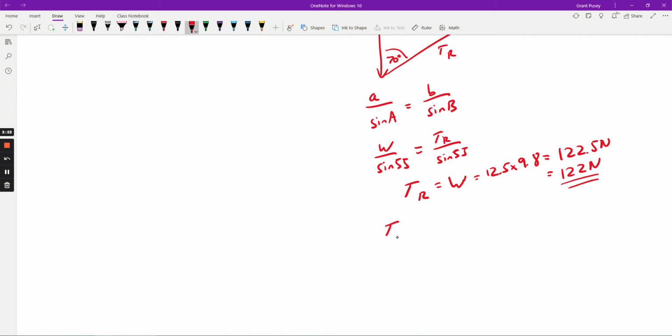Using the same method, TL is going to be equal to, again, W over sine 55. So it's TL divided by whatever, so in this case I'm going to multiply the other side by the sine of 70. And if I do that, I'll end up with 122.5 over sine 55 times sine 70, and you end up with 141 newtons. There we go.